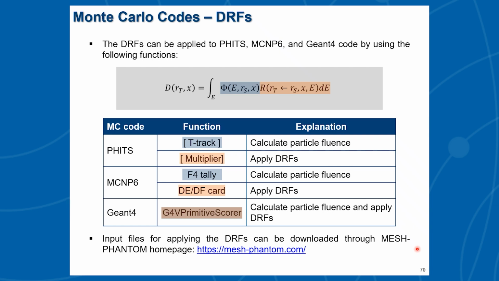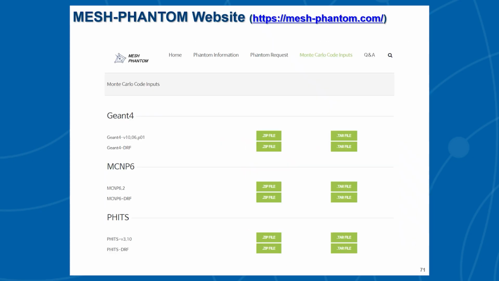You can download the examples through the Mesh Phantom homepage. If you go to the Monte Carlo Code Input panel, you can download the input examples for the photon DRFs here. And if you also have any questions in using the MRCPs, you can visit the Q&A section and ask.